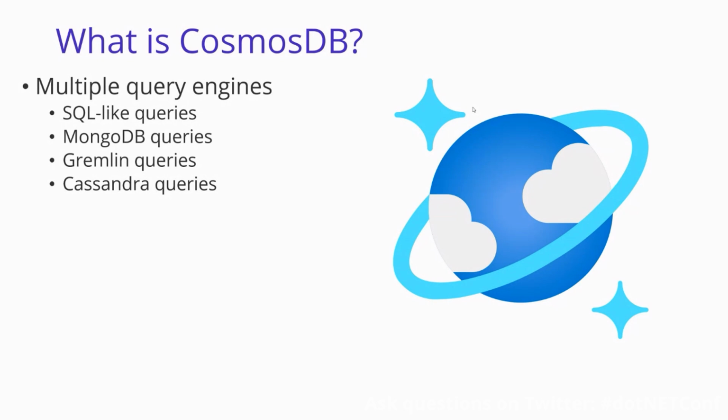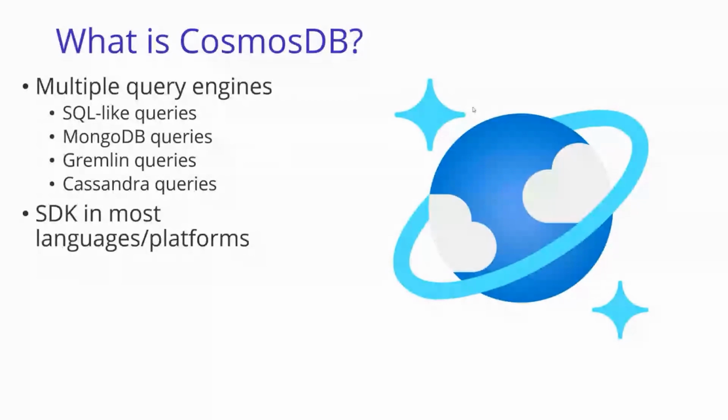So these are ways that it's all the same database that you're working with, but you can query it different ways, and you just choose which engine you want to use when you set up the Cosmos DB instance, and that helps optimize for the style of storage and style of querying.